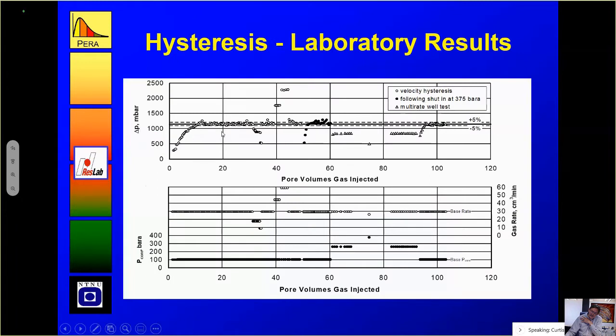Basically, when you have the same base rate, you always came back to the same KRG, even though you had all these deviations of different types because of rate or pressure changes. So whenever you came back to the same flow rate and pressure, you always got the same. That's within 5%, these points here.